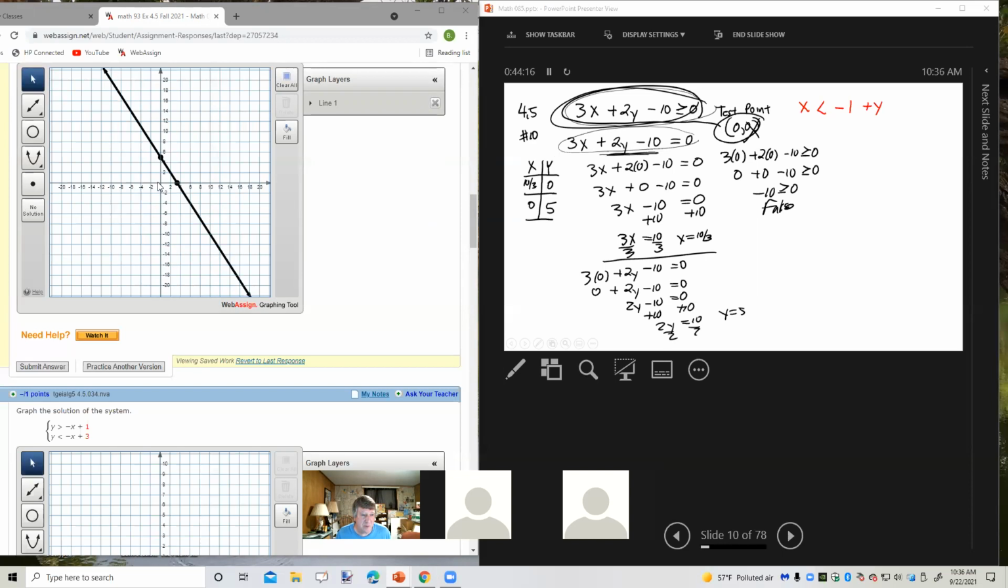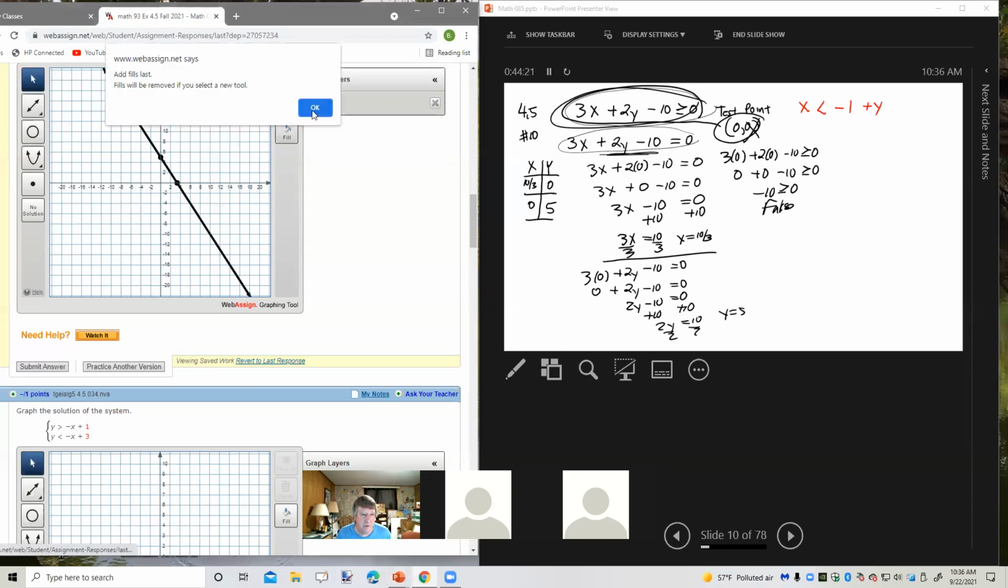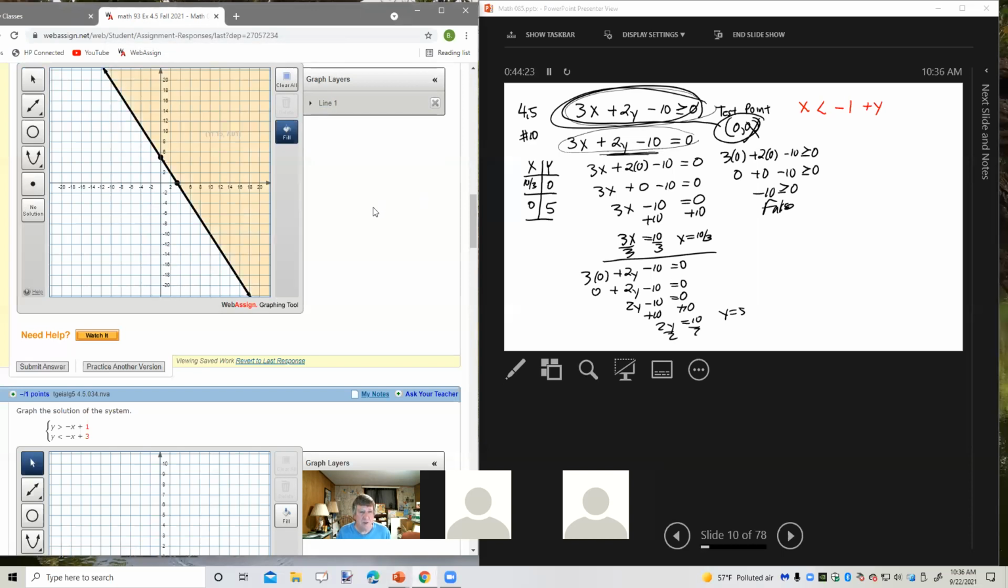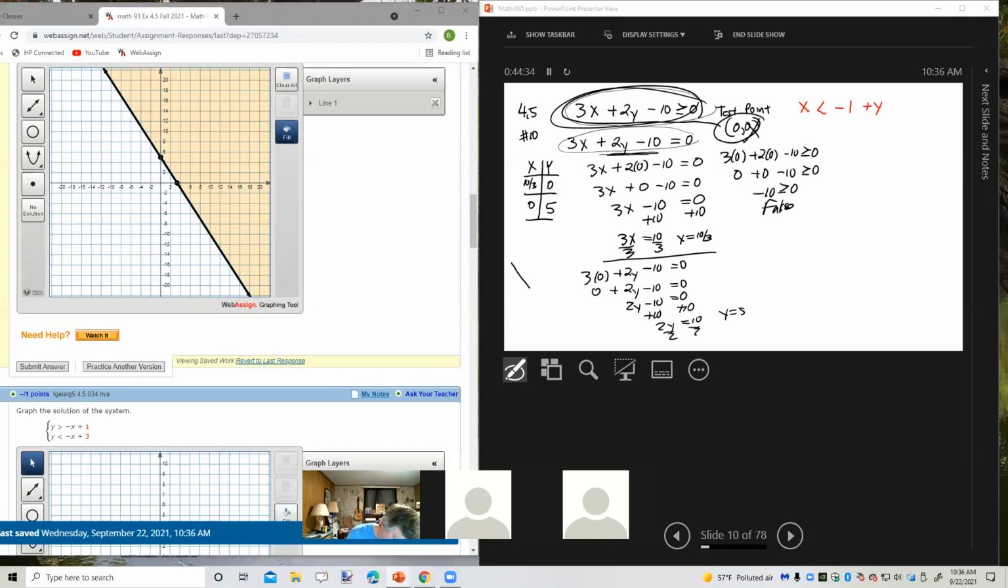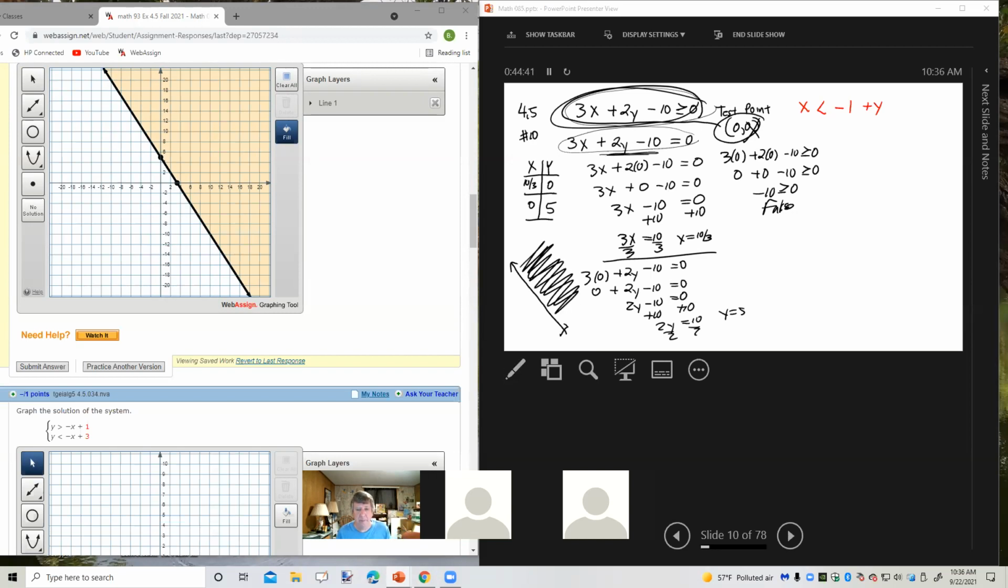So since this one doesn't work, this side of the line is where we're going to fill it. If all we were doing was the black inequality, this would be the solution, but we're not done. What I'm going to do now is draw a little sketch here to remind me of what happens with that first inequality. Now I'm going to go back and deal with the red inequality.